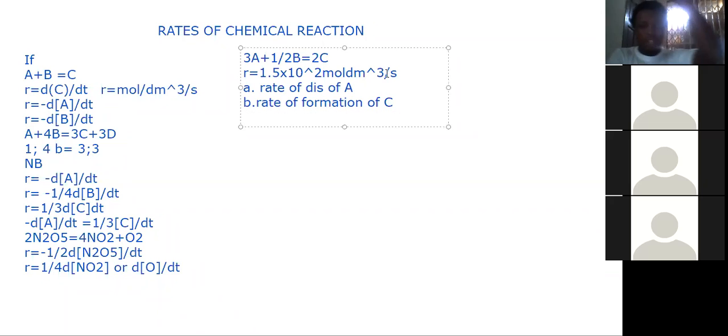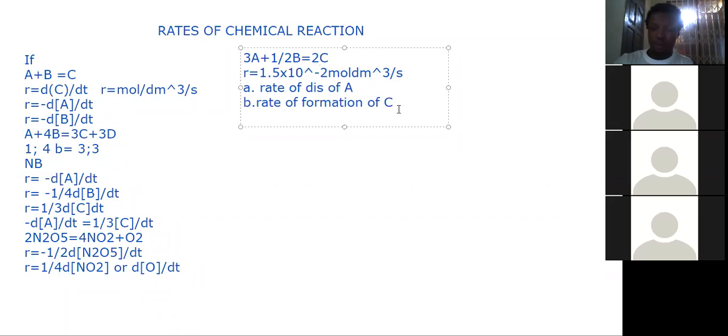So let's do this. The question says that if the rate of disappearance of B is 1.5 by 10 raised to the power negative 2. Now 10 raised to the power negative 2, please, this is negative 2 mole per dm cube per second. Determine the rate of disappearance of A. Number 2, the rate of formation of C. You've only been given the rate for B, but we've been asked to find for that of A and that of C. And so to find for that of A, that means you have to equate them.